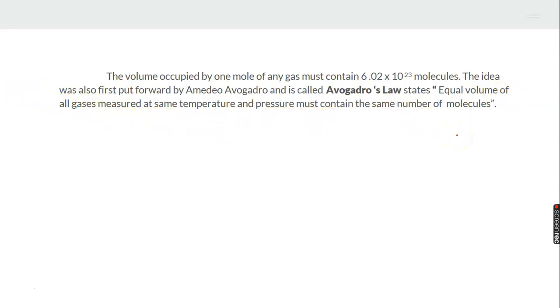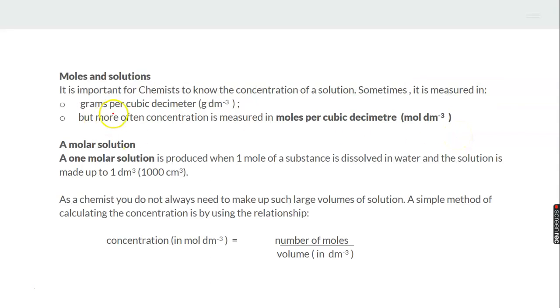Equal volumes of all gases measured at the same temperature and pressure must contain the same number of molecules. So, moles and solutions. If you want to calculate moles, chemists need to know the concentration of the solution. Sometimes you measure it in grams per dm cube, or in moles per dm cube. A molar solution is produced when 1 mole of a substance is dissolved in water and the solution is made up to 1 decimeter cube, or 1000 centimeter cube. That is, you add more water to make it up to that mark.